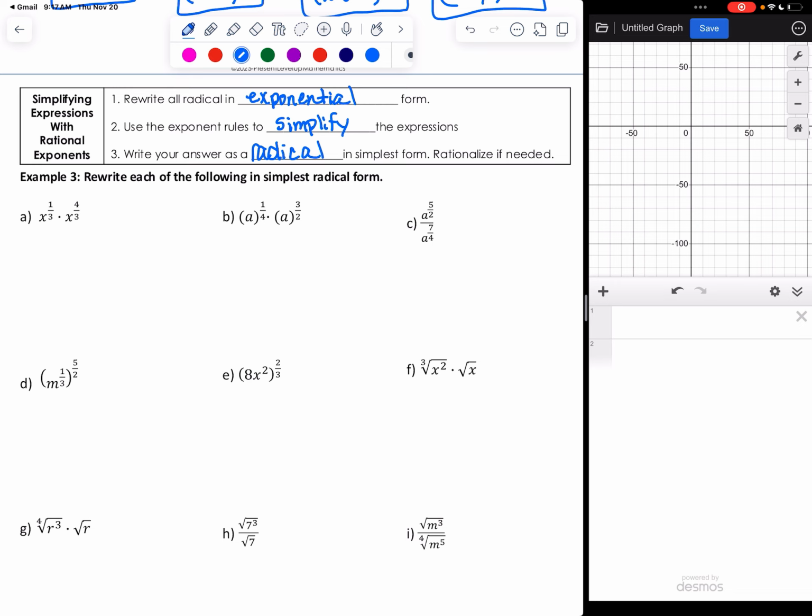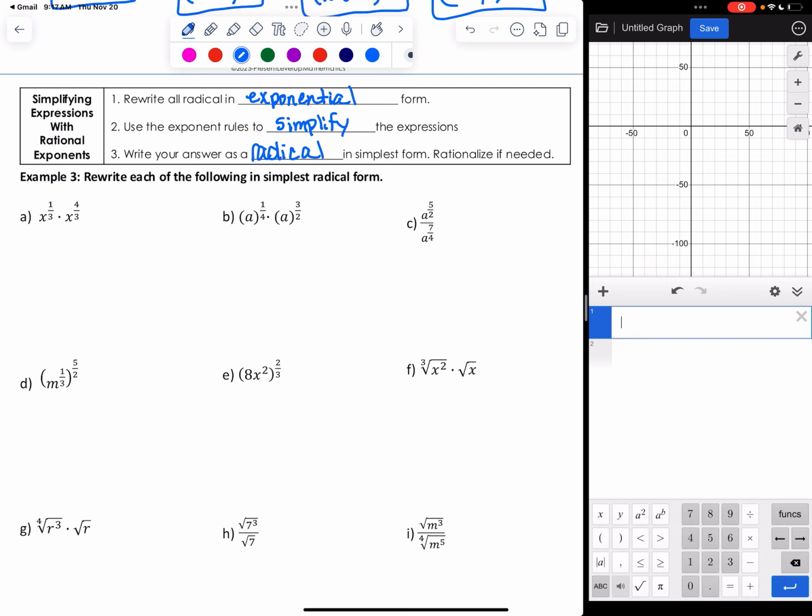I'm not going to teach those in this lesson. I will, however, be using the calculator to work with fractions, just so we don't let the arithmetic get in our way of simplifying the radicals, all right? So we have x to the 1/3 times x to the 4/3. So remember, when you're multiplying like bases, you're going to add the exponents. So this is x to the 1/3 plus x to the 4/3. So if I add 1/3 and 4/3, I get x to the 5/3 power.